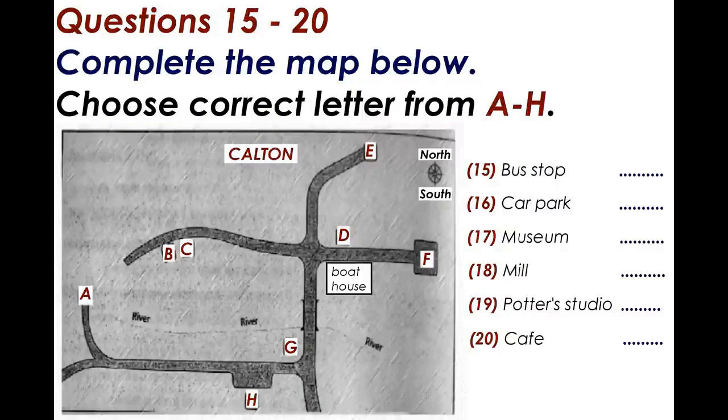If you're interested in local history, there's a museum in Calton with farming, fishing, and household implements from the late 19th century. As you come in from the south, cross the river and go straight on the same road until you reach the end.